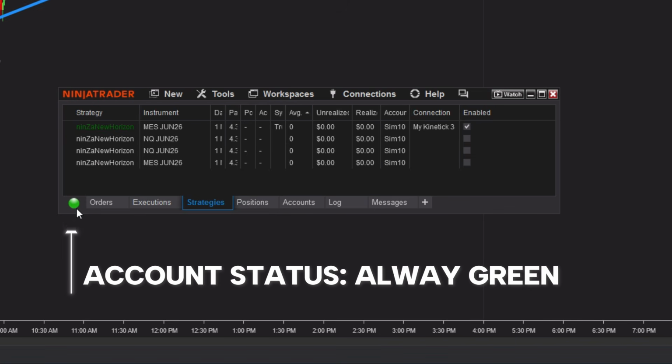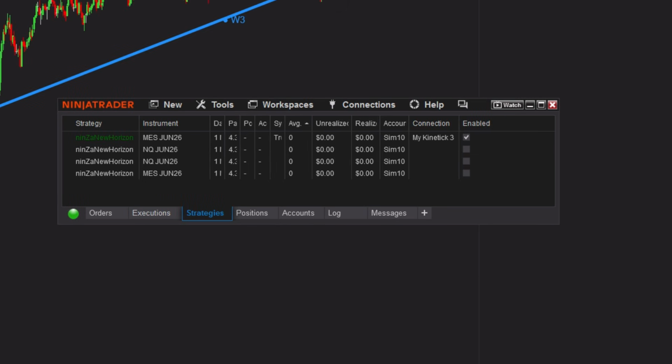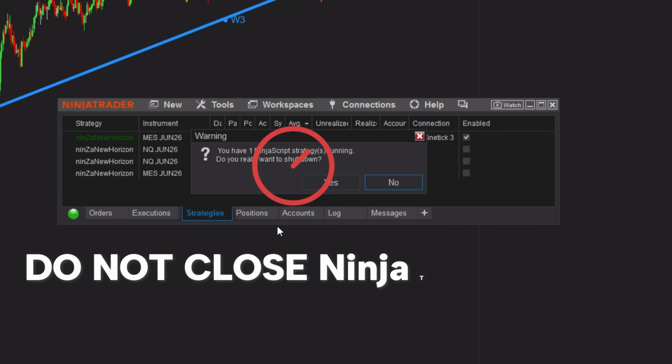For that reason, it is a good practice to verify the connection status before each trading session to ensure the system is operating normally. Next, never close NinjaTrader or shut down your computer while the system is running. New Horizon must remain active in order to monitor the market, manage open positions, and process new trading signals.